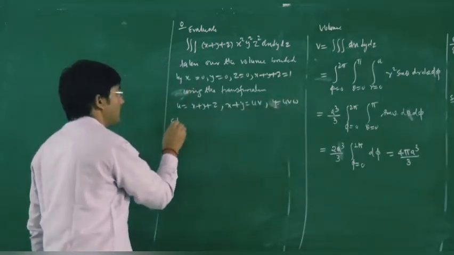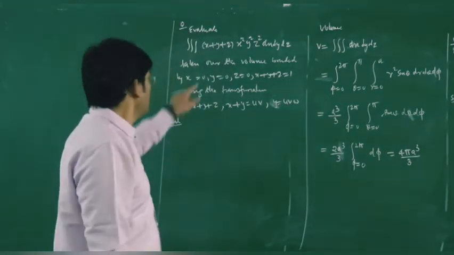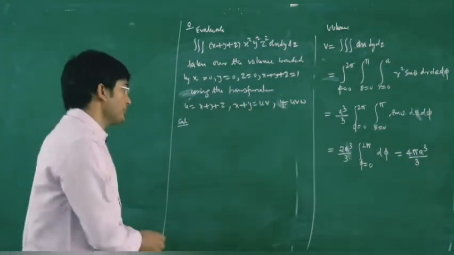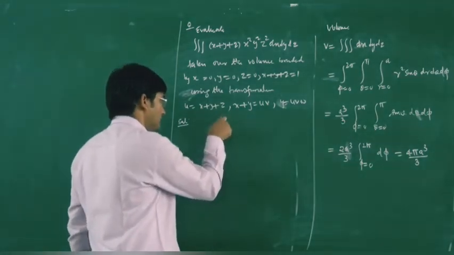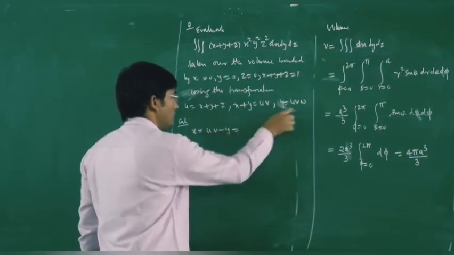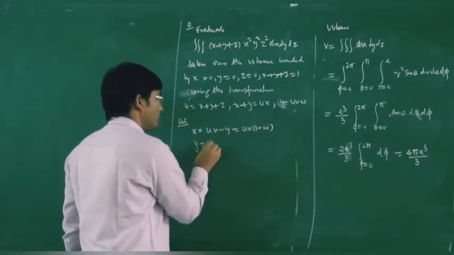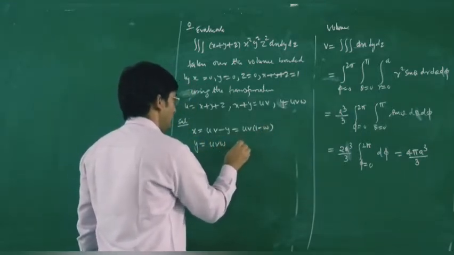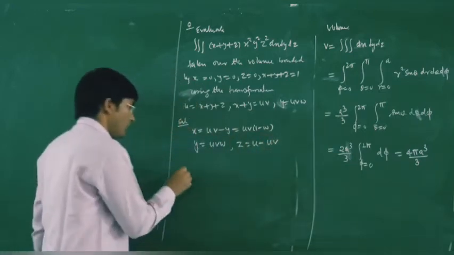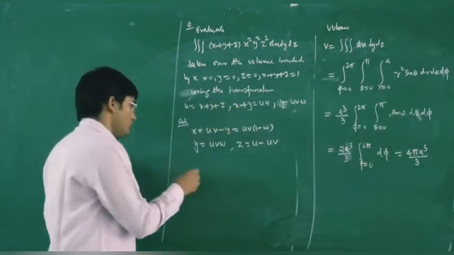So solution. Here again we have to evaluate this triple integral using this transformation. So here we can see that our x will be uv minus y, and your y is uvw. So this will be uv into 1 minus w. Your y is equal to uvw, and your z will be u minus (x plus y), and this is equal to u minus uv.